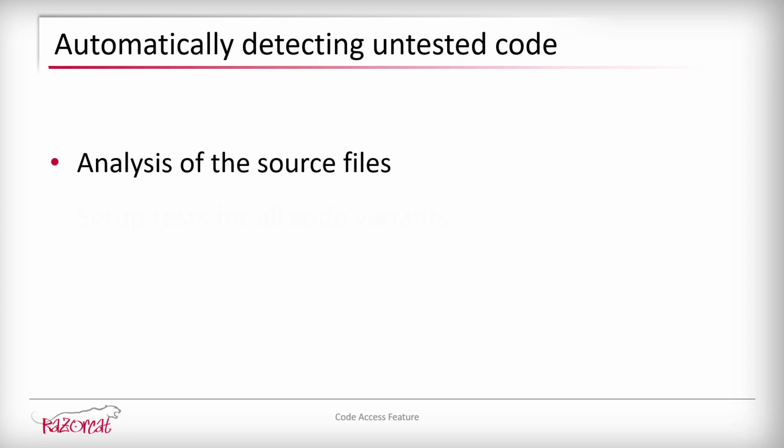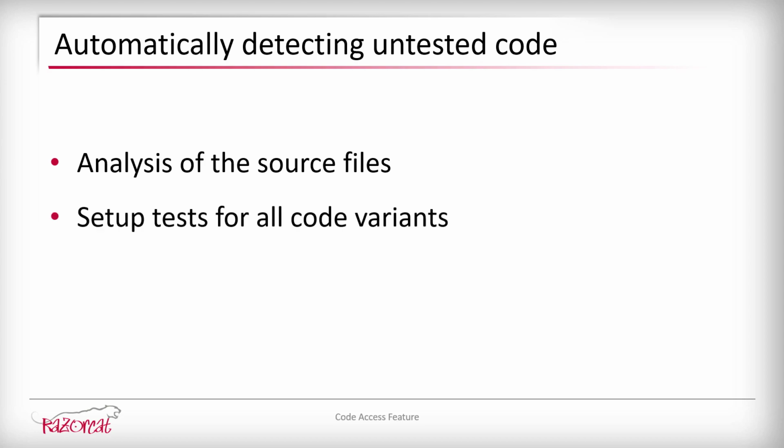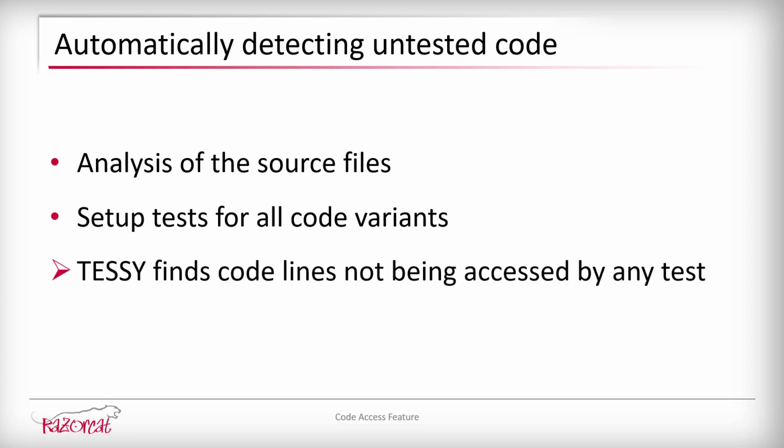The next step is to set up tests for all code variants. This will allow TESSY to find out the active pre-processed code for each of the tests. As a result, TESSY calculates the code access. TESSY will automatically find all source code lines not being tested by any of the tests.